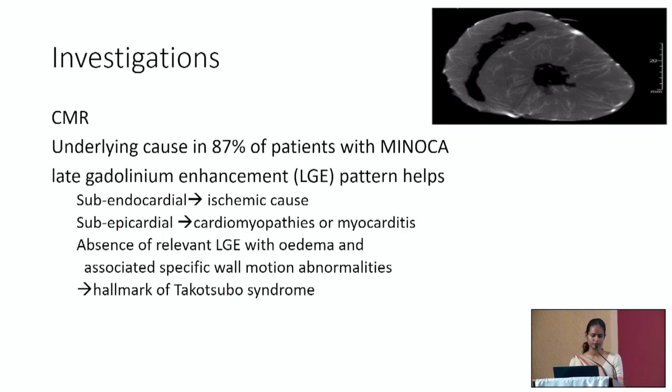Studies have shown that in around 87% of patients with MINOCA, the underlying cause is identified with cardiac MRI. The late gadolinium enhancement pattern helps here, because in ischemia the subendocardial portion is more prone to become ischemic, and late gadolinium enhancement on cardiac MRI occurs in the subendocardial portion in ischemic causes. However, in cardiomyopathies and myocarditis, the late gadolinium enhancement occurs in the subepicardial portion.